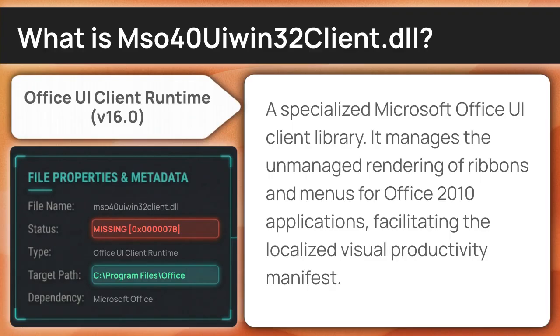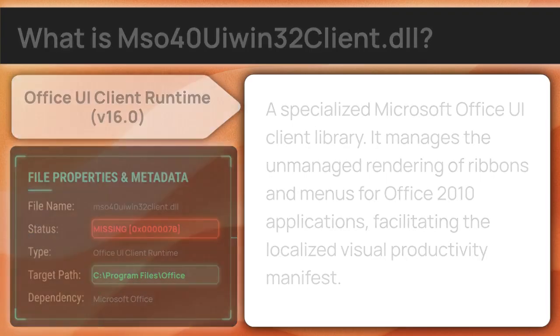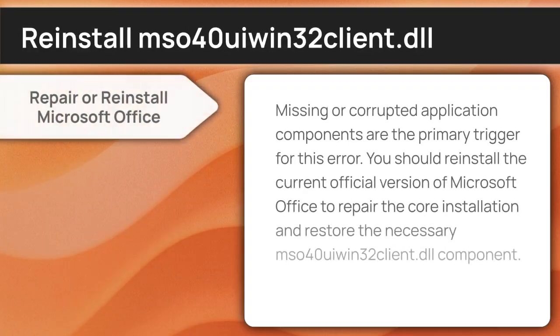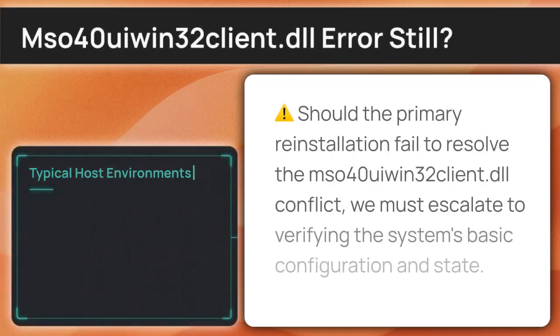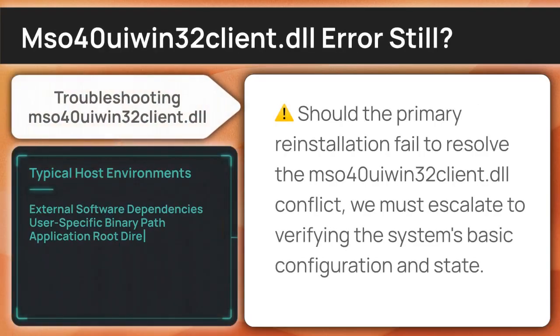Now that the technicals are covered, let's run the official installer. Missing or corrupted application components are the primary trigger for this error. You should reinstall the current official version of Microsoft Office to repair the core installation and restore the necessary mso40uiwin32 client DLL component.